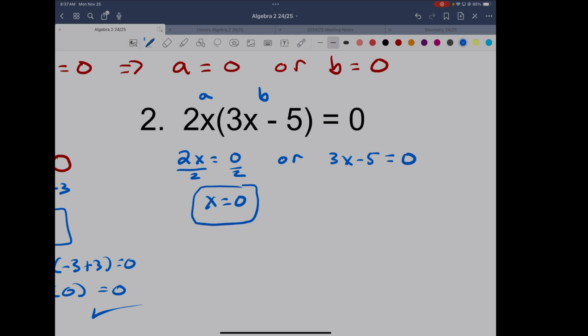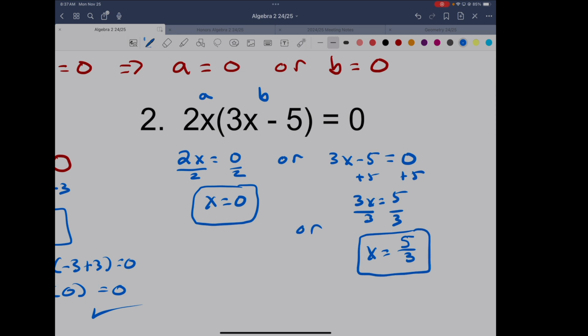That's a solution. A lot of people make the mistake of saying that means there's no solution. No, the solution is 0. Or add 5 to both sides: you get 3x equals 5. Divide by 3: x equals 5/3. So those are my two solutions for that equation, 2x times (3x minus 5). Just set each of the terms, if it has a variable, equal to 0.